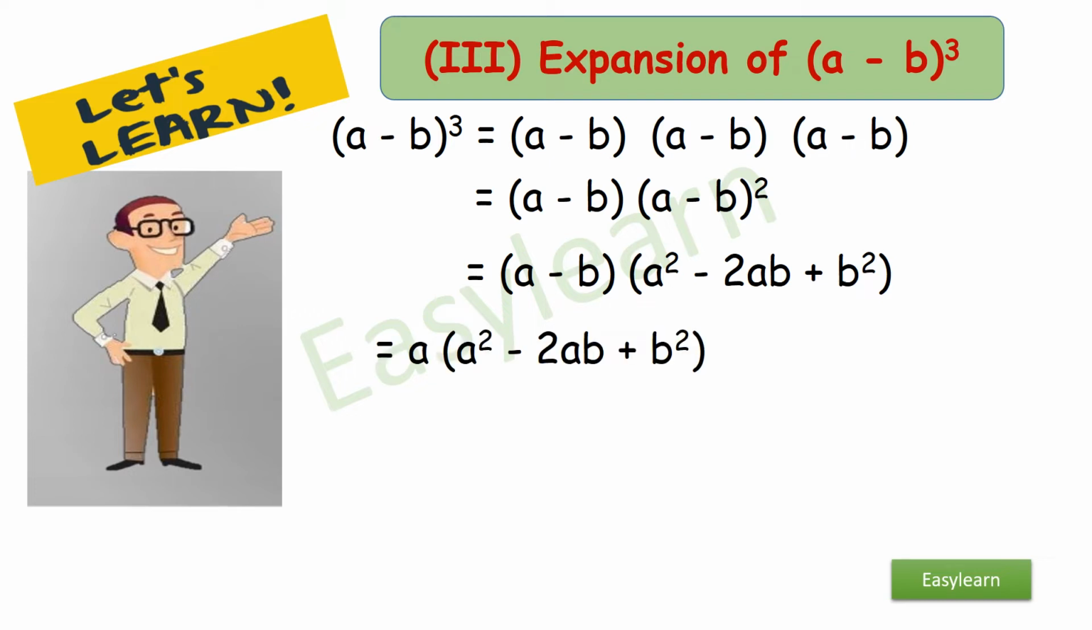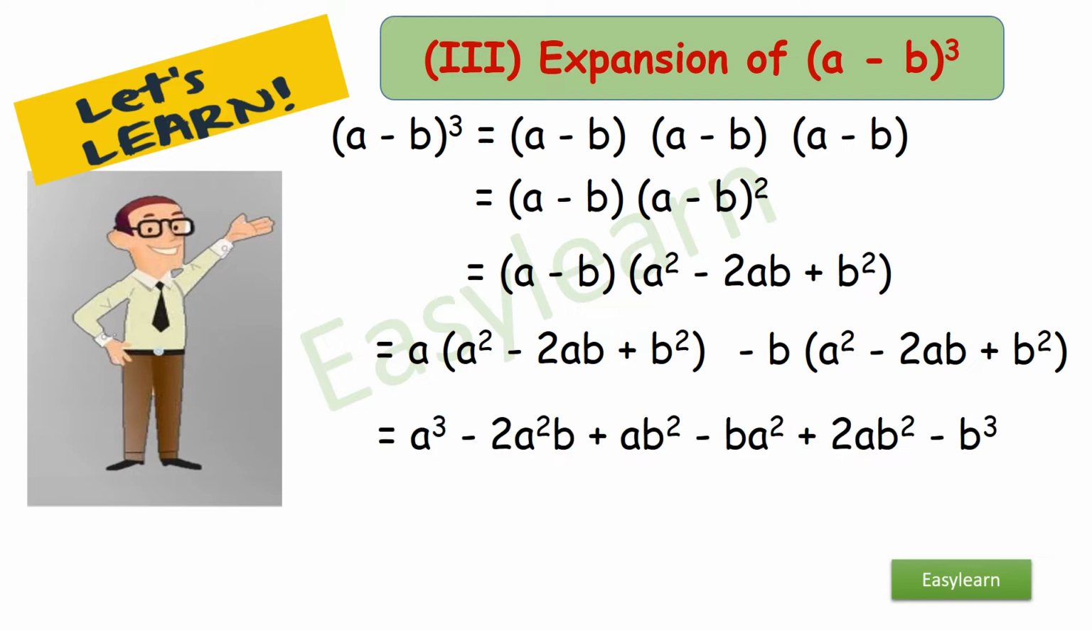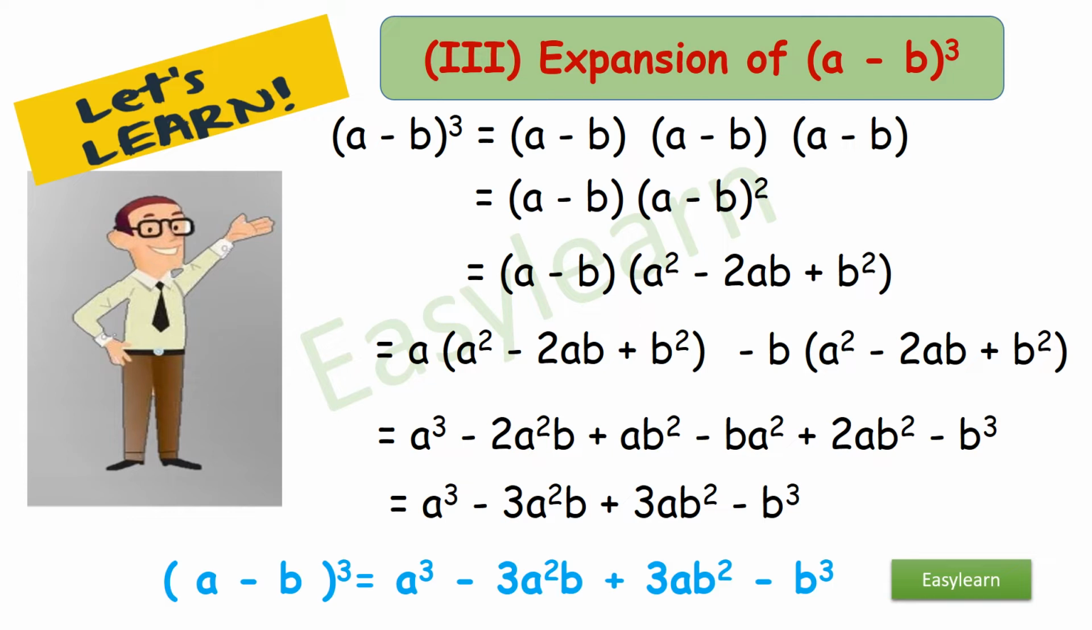So you get a into a square minus 2ab plus b square minus b into a square minus 2ab plus b square. A into a square is a cube minus 2a square b plus ab square minus ba square plus 2ab square minus b cube, which is equal to a cube minus 3a square b plus 3ab square minus b cube. Therefore, your expansion becomes a minus b the whole cube is equal to a cube minus 3a square b plus 3ab square minus b cube. Now let's see the sums based on this formula.